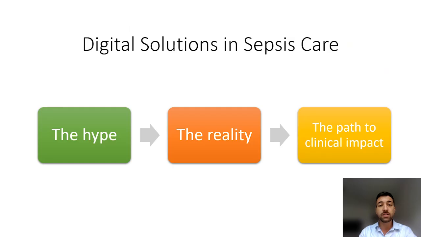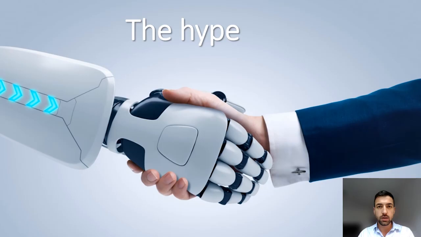The layout of this talk is as follows. We'll start with the hype, what exciting applications exist in the field of AI applied to sepsis. Then we'll look at the reality of what is actually available to clinicians, and that will allow us to discuss what is the path to clinical impact. Let's start with the hype.